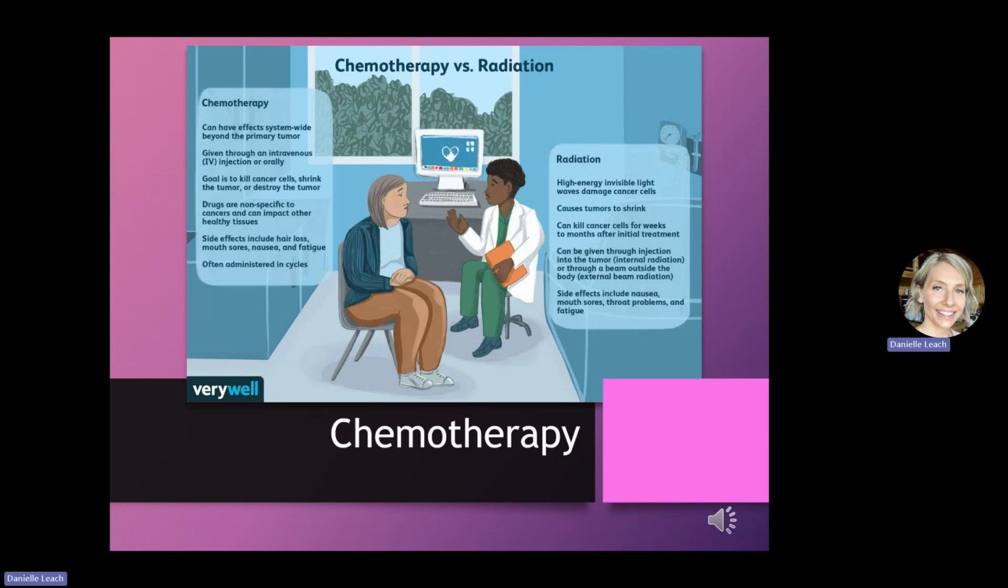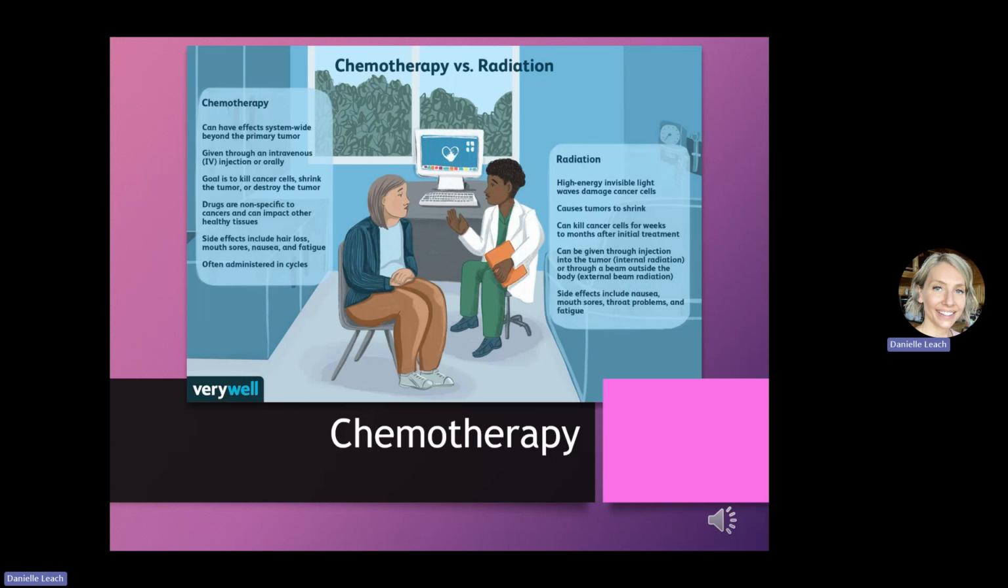Chemotherapy is one of the other interventions we've been talking about. So chemotherapy also is going to destroy and kill cancer cells, shrink tumors, or destroy the tumor totally. Chemotherapy is typically given through IV, but there are also oral pills as well.